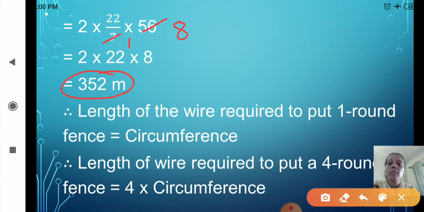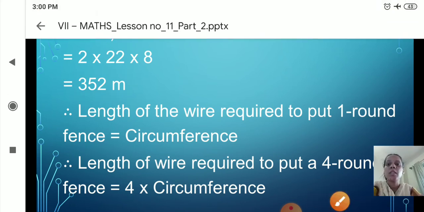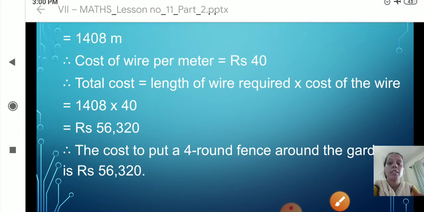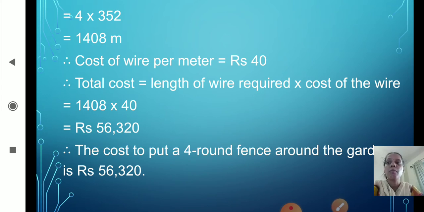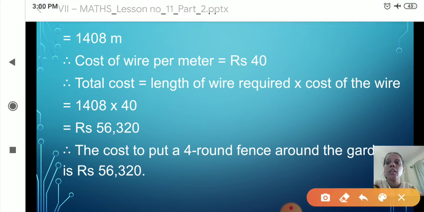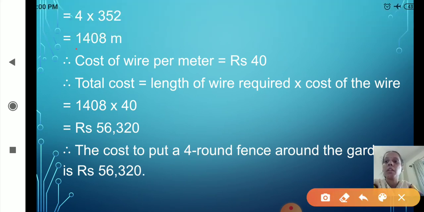Now for 4 round fencing, how much wire is required? Multiply this answer 352 by 4. So the length of the wire required to put 4 round fencing is equal to 4 multiplied by the circumference. So the next step is 4 multiplied by the circumference, which is 352. So 4 multiplied by 352, the answer is 1408 meter. So 1408 meter wire is required for 4 round fencing.